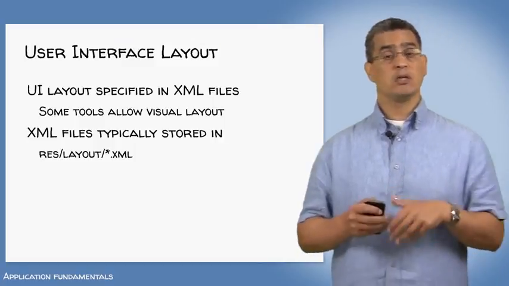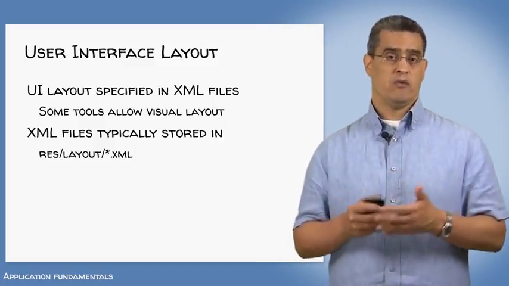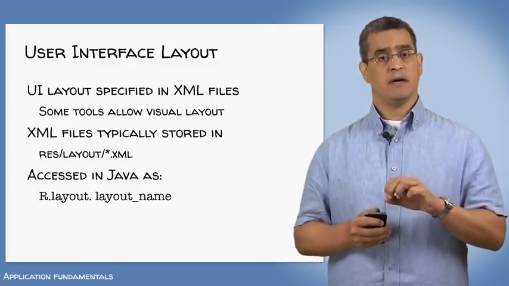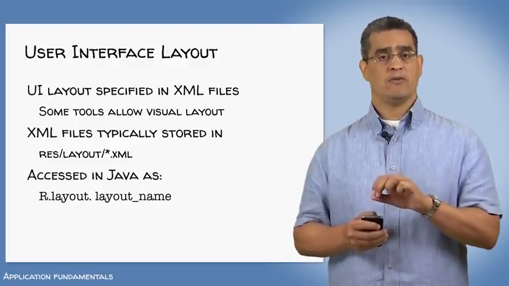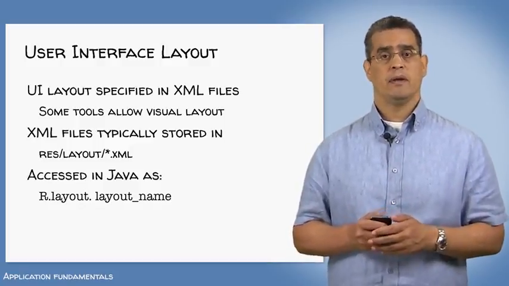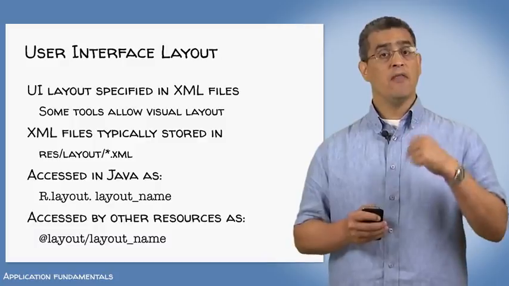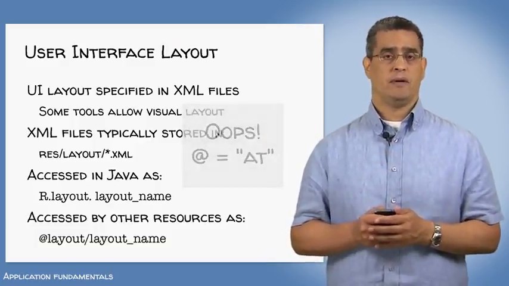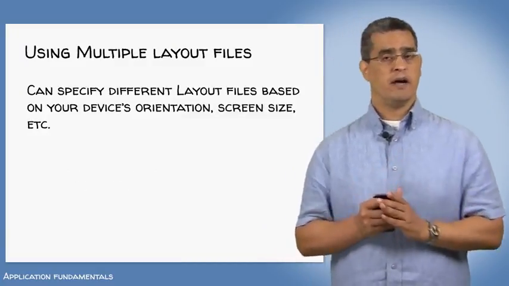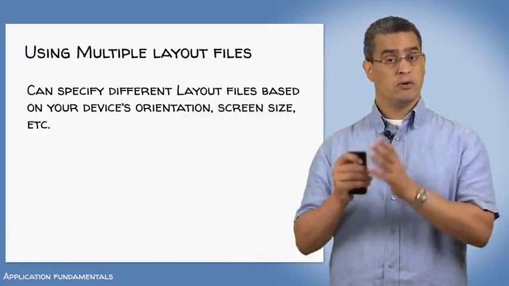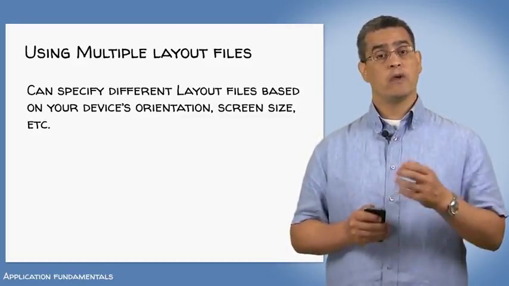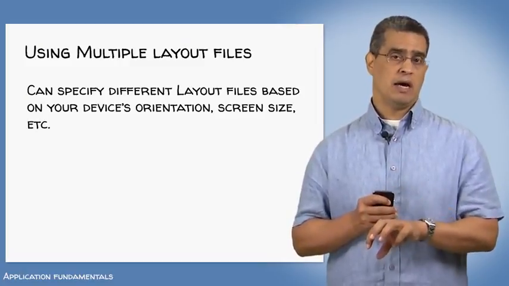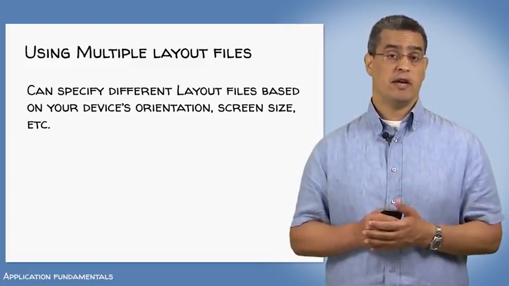Layout files are typically stored in the res/layout directory of your application. And you can access the layout in Java as R.layout.layoutName. And you can access that layout in other resource files as @layout/layoutName. Now, just like string files, whose use depends on your default language, Android allows you to create multiple layout files, and then Android can choose from those files at runtime based on your device's configuration.